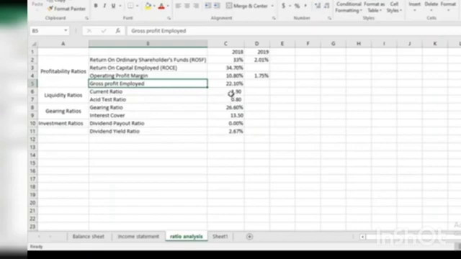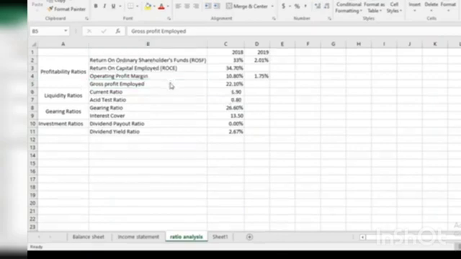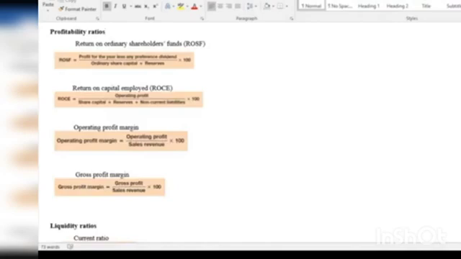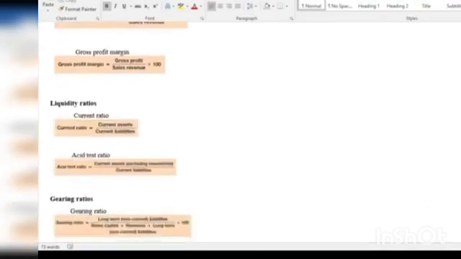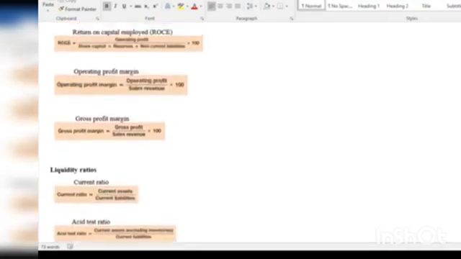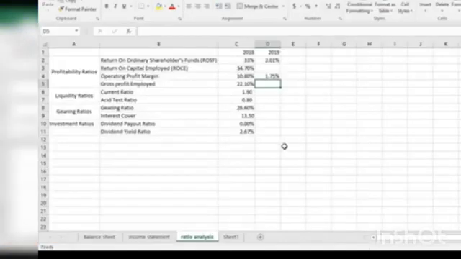Next we will find the gross profit margin. The 2018 value is 22.10%. Let's see the formula. Gross profit margin is equal to gross profit divided by sales revenue, multiplied by 100. We put the formula as we put the other values: equals, then the open bracket, put the values and close the bracket.